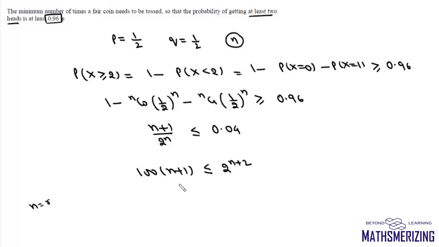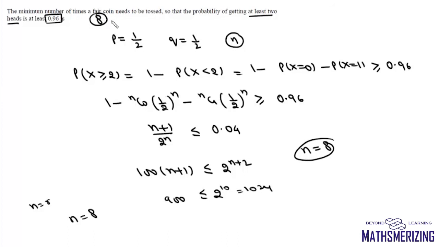Now since it is greater than 500 here, this value should be at least 8. So if we try n as 8, then we'll get 8 plus 1, 900, which is less than 2 to the power 10, which is 1024. So the minimum value of n is simply 8. So the minimum number of times this fair coin must be tossed is 8, and that is the answer to this question.